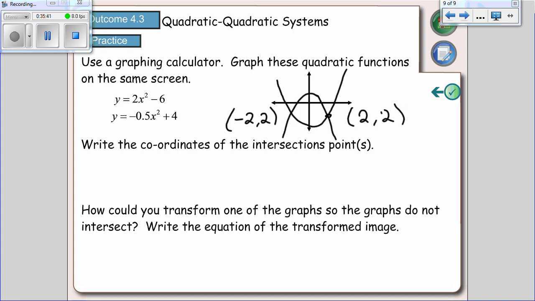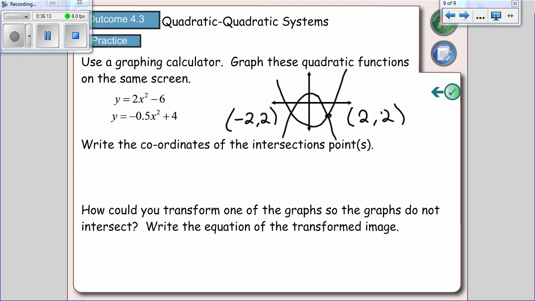And like I said, we're not really going to test much of can you just do easy stuff. It's going to be application questions and problem solving. That's what this unit's going to be about. So the question is, how could you transform one of the graphs so that the graphs do not intersect? Emily. Make the 2x squared so it's 2x squared plus 5.